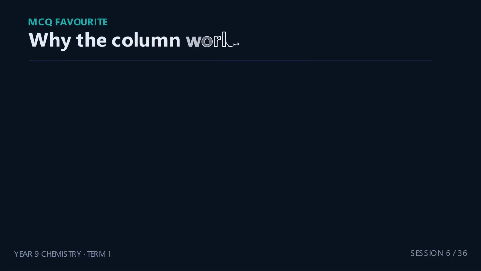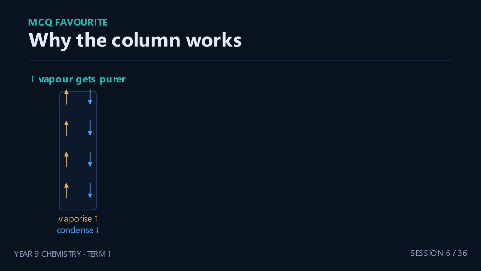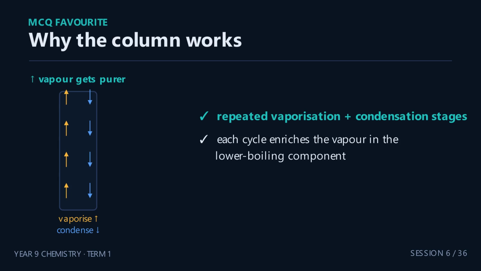Why does the column work? Because it provides repeated vaporization and condensation stages. Vapor condenses on the column, vaporizes again, condenses again, and each cycle enriches the rising vapor in the lower boiling component. By the top, the vapor is much purer.